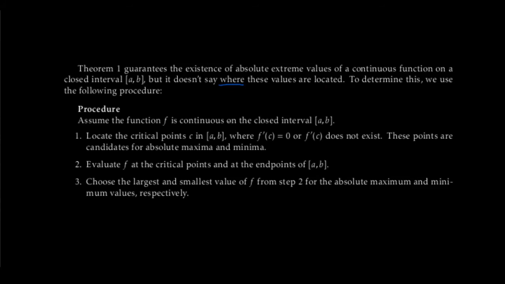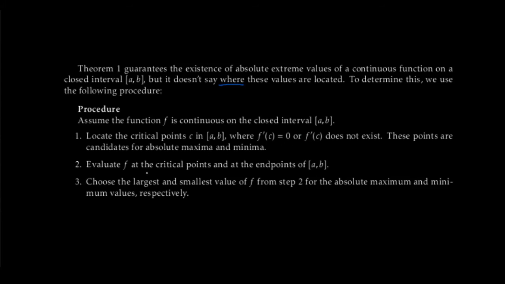So, assuming the function f is continuous in the closed interval a to b, which, side note, doesn't mean that you can just assume this for any function, but assuming that you have a function that is continuous, then this is what we'll do. 1. We'll locate the critical points c in the interval from a to b. That is, where f prime of c is equal to 0, or where f prime of c does not exist. These points are candidates for the absolute maxima and minima.